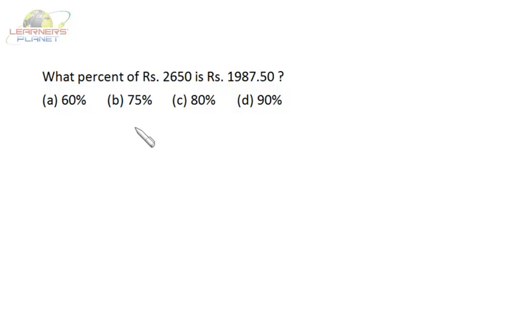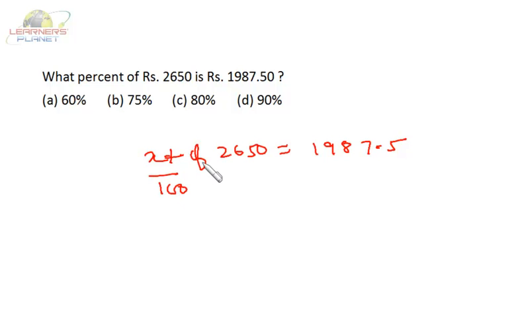Now friends, let's see this question. What percent of rupees 2650 is rupees 1987.5? That means x percent of 2650 is equal to 1987.5. Friends, 2650 is a number which is having a 0 over there, and x percent, that means x by 100, and this of is into. Now this 0 is cancelled from this 0.